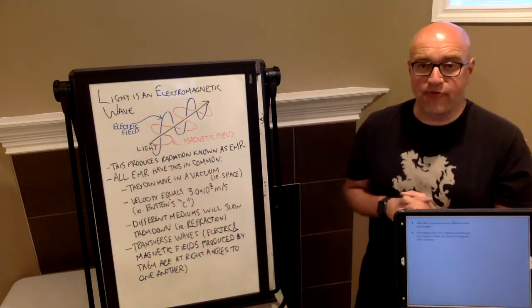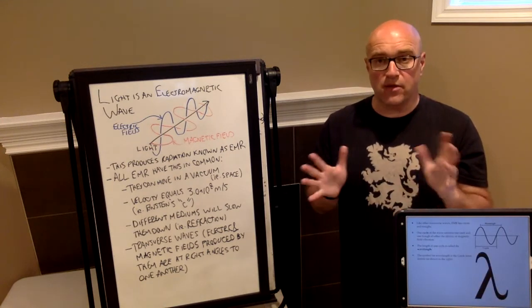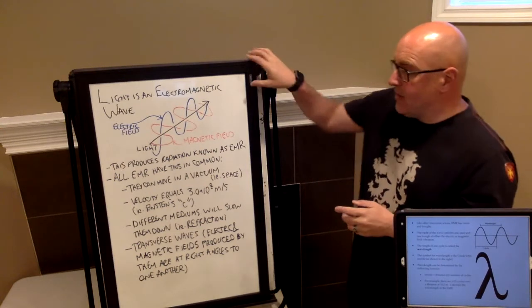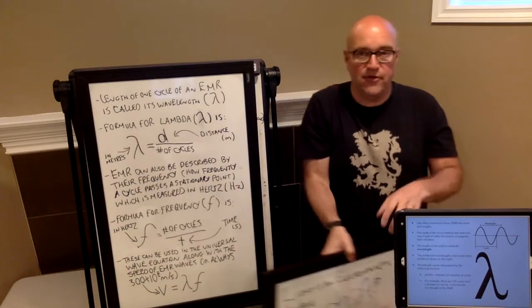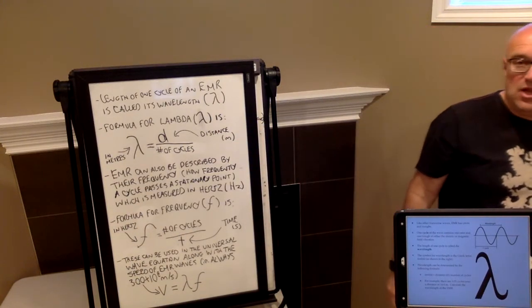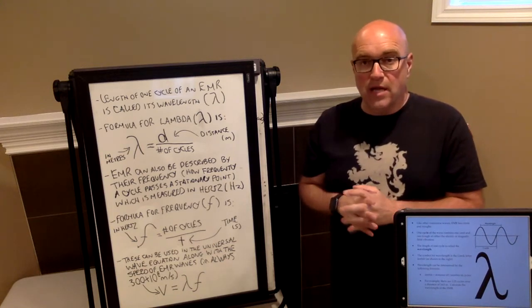Now, are there some formulas that we can use to calculate properties of electromagnetic waves? Well, there are. The first thing that I'd like to discuss is the formula to calculate the length of a wave. How do you actually calculate the wavelength of an electromagnetic wave?